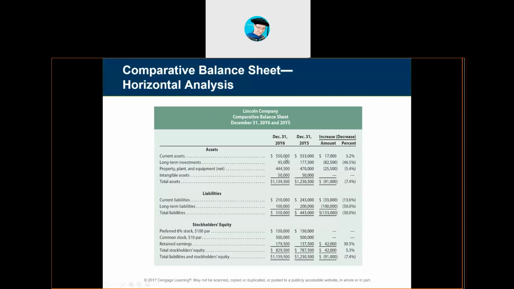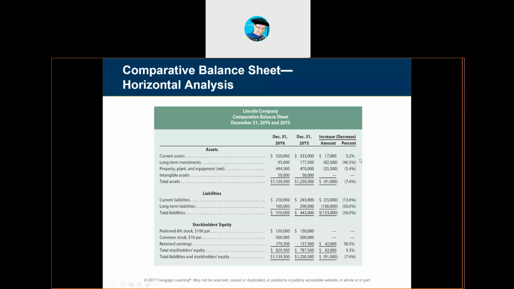This is the balance sheet, as you know, using a horizontal analysis, 2016 compared to 2015. 2016 minus 2015: 550,000 minus 533,000. That's an increase of 17,000 from 2015 to 2016.